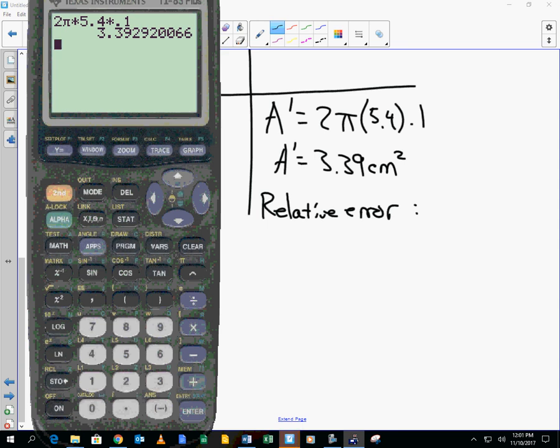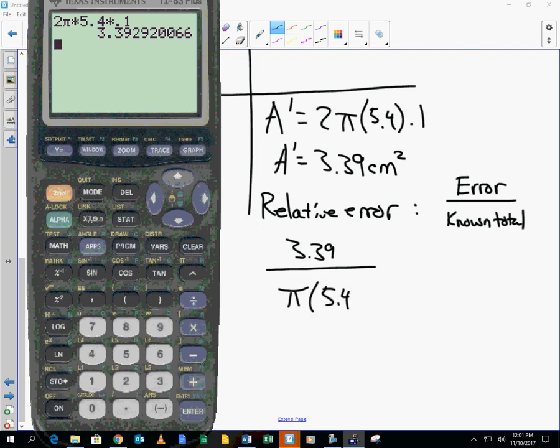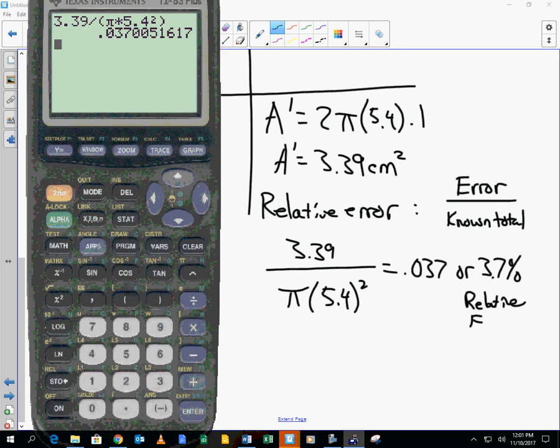The way we figure out relative error is just take the error divided by the known total. So we have 3.39 that could be the error. How do we calculate the known total area? Yeah, pi times 5.4 squared. So 3.39 divided by parentheses pi times 5.4 squared. 0.037, or 3.7% relative error. So, you know, you can decide if 3.7% is too much or that's okay.